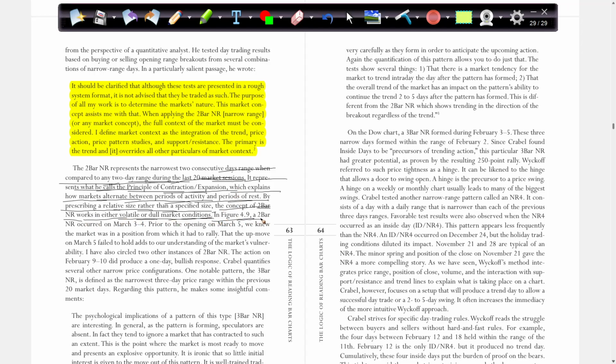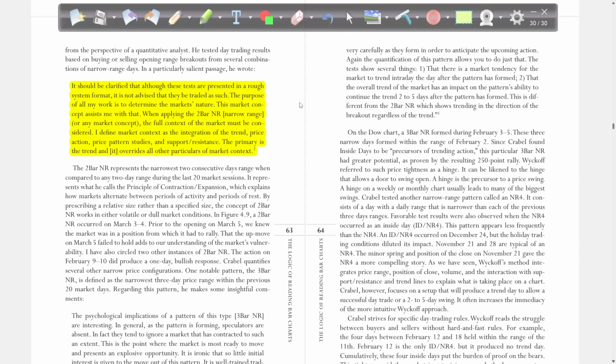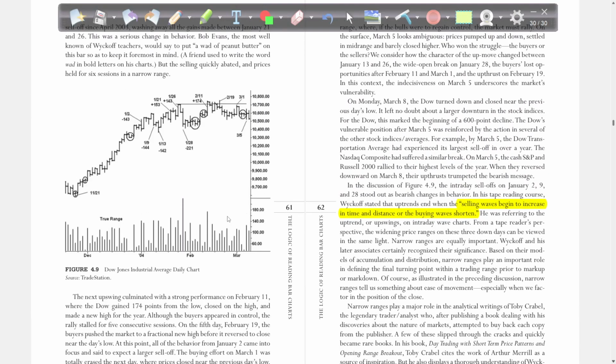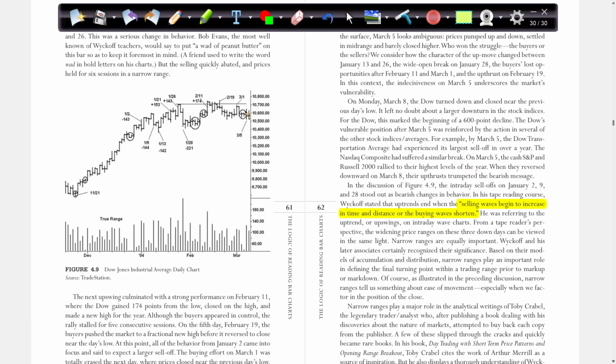In figure 4.9, a two bar narrow range occurred on March 3 and 4, prior to the opening on March 5th. We knew the market was in a position from which it had to rally. March 3 and 4. So here, this is the narrow range breakout.